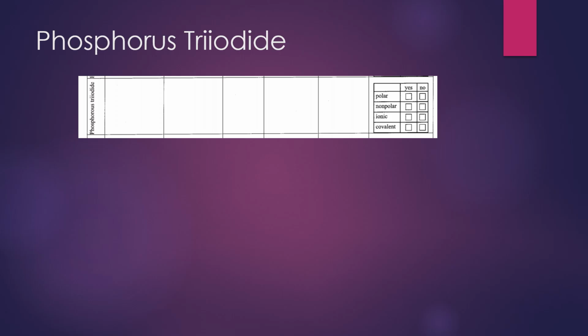Next, we're going to look at phosphorus triiodide. So I wanted to show an example of a compound that was not an ion. So we're going to go through the same steps. So for phosphorus triiodide, the chemical formula would be 1 phosphorus and then 3 iodines.